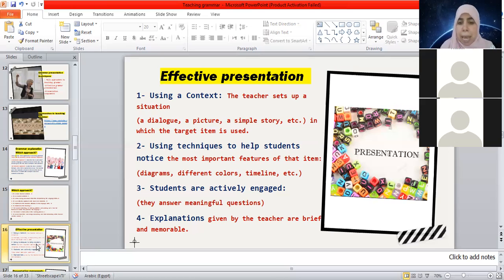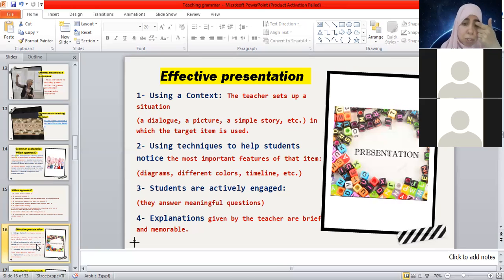Number 3, students are actively engaged. And here I'm still talking about the presentation, not the practice. How can I engage my students in the presentation while I'm teaching a grammar item? It's supposed to get my students engaged and involved. So I can ask them questions. Is it true or false? What do you think? Is he playing football now? Does he finish playing football? Okay. So while asking such questions, I can make them focused, engaged, and involved in the presentation. I'm talking here about the presentation.